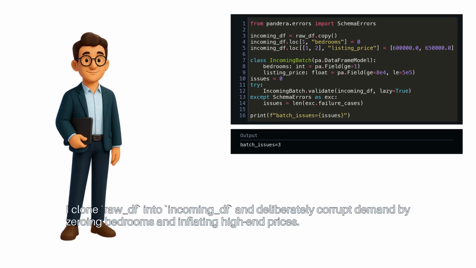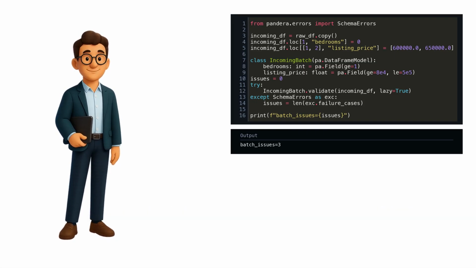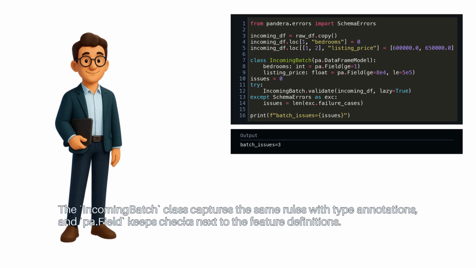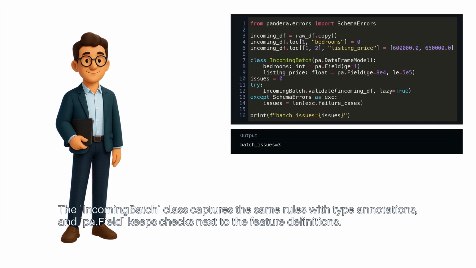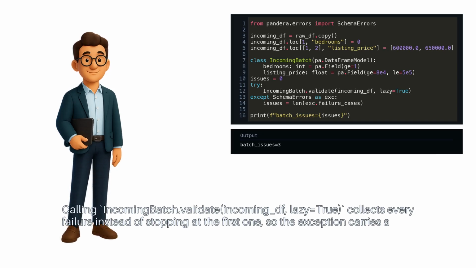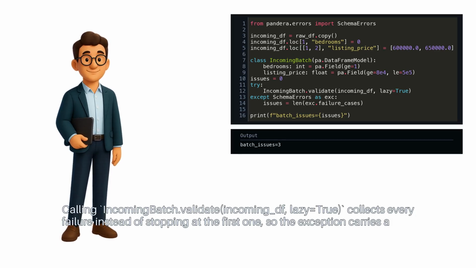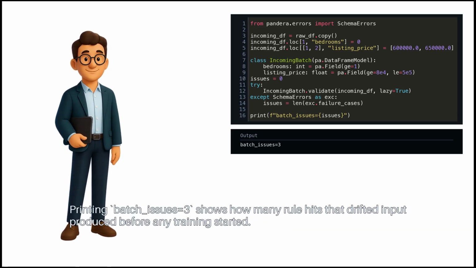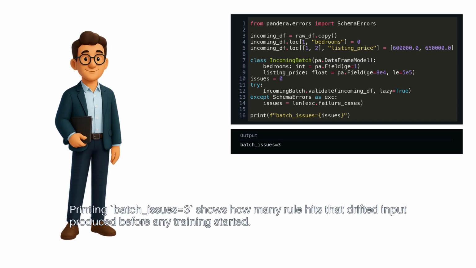I clone raw_df into incoming_df and deliberately corrupt it by zeroing bedrooms and inflating high-end prices. The IncomingBatch class captures the same rules with type annotations, and pa.Field keeps checks next to the feature definitions. Calling IncomingBatch.validate(incoming_df, lazy=True) collects every failure instead of stopping at the first one, so the exception carries a complete report. Printing batch_issues equals 3 shows how many rule hits that drifted input produced before any training started.